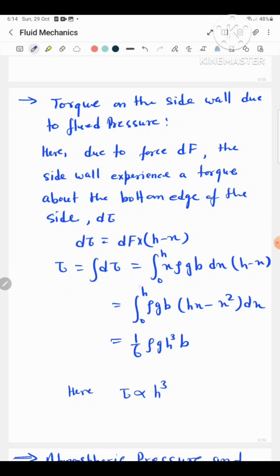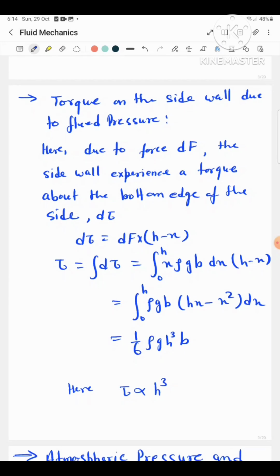We will integrate this over the length, x from 0 to h, x rho g b dx (h minus x). We will calculate this integration. We will find it is 1/6 rho g h cubed b. Here tau, torque, is directly proportional to h cubed.